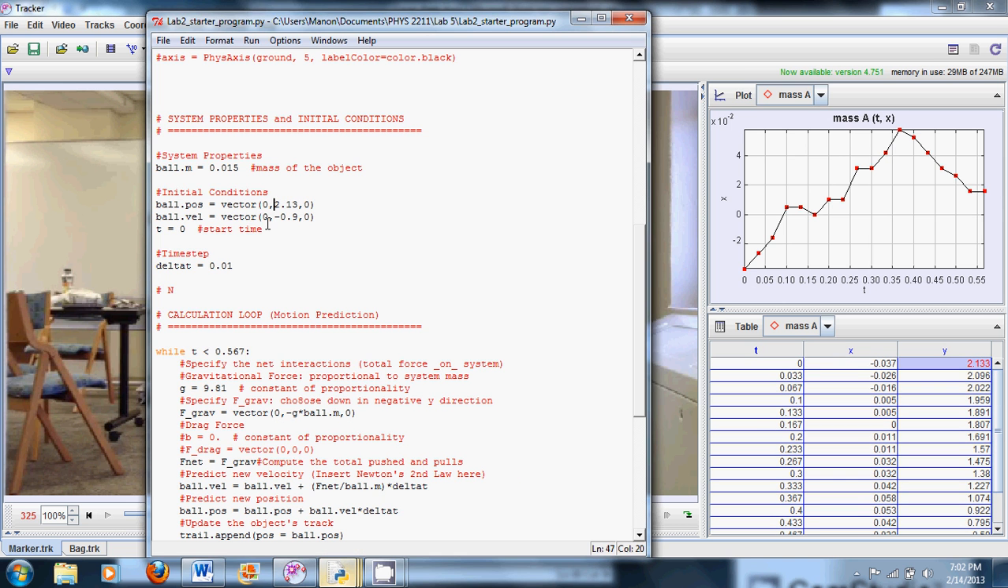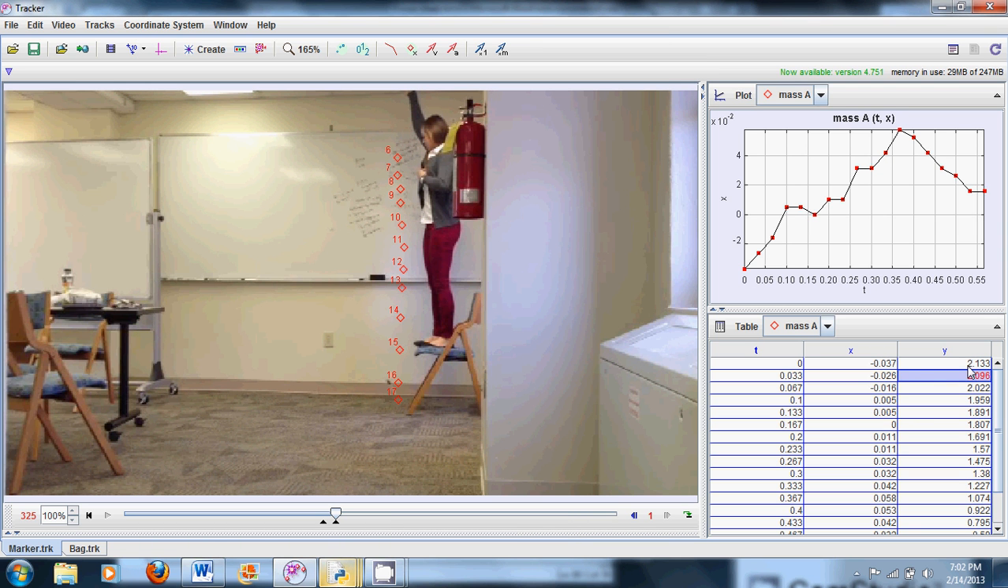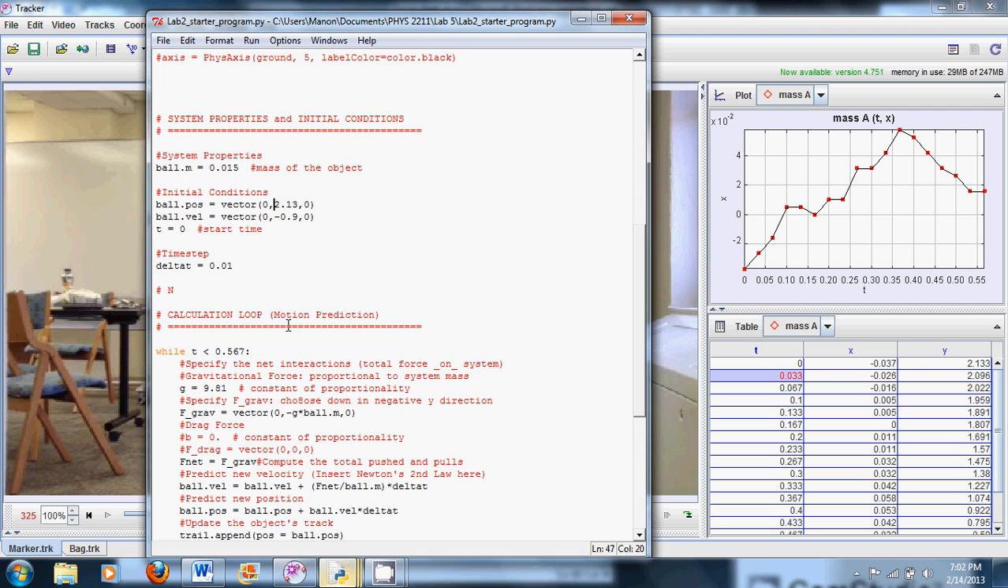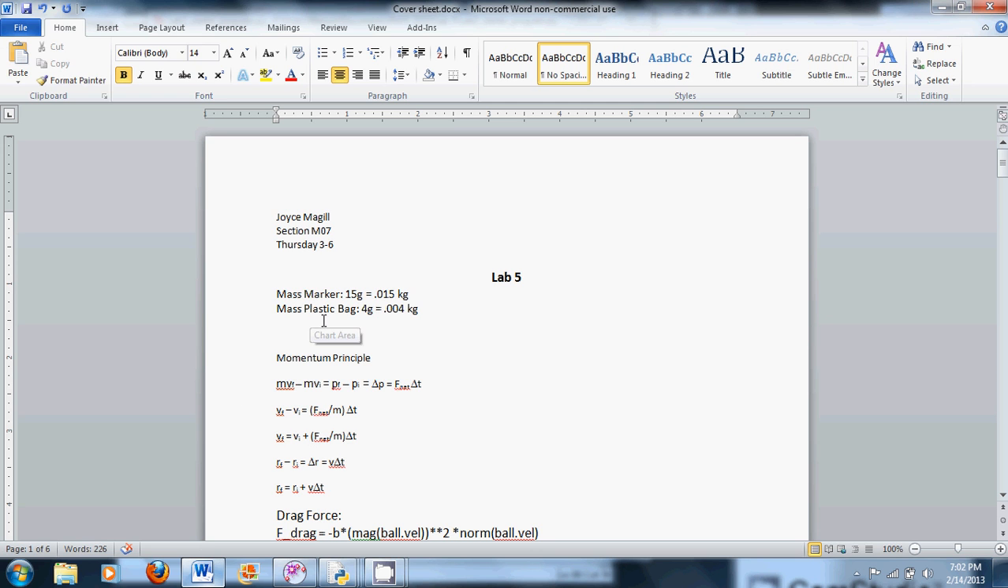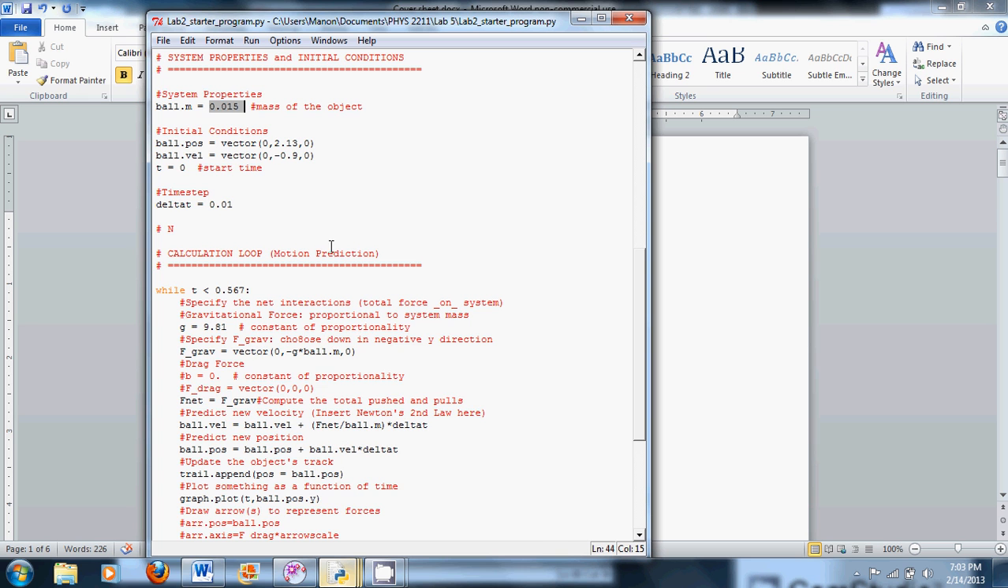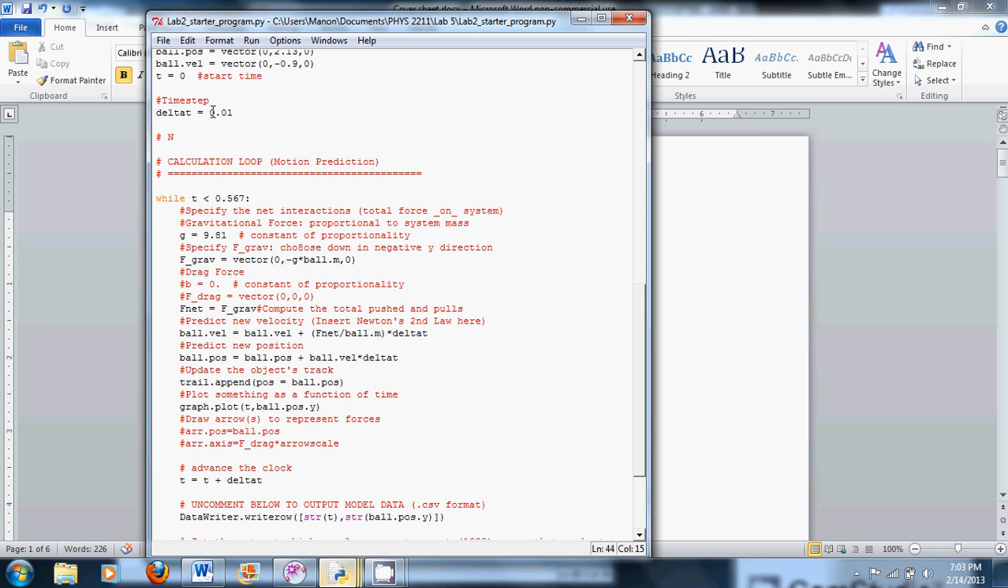Then for the initial velocity, I just took 2.096 minus 2.13 and divided it by the time step, which is 0.033 seconds. The mass of the object is approximately 15 grams, which is the same as 0.015 kilograms. And for the time step in VPython, I used a smaller time step because the computer is able to do that.